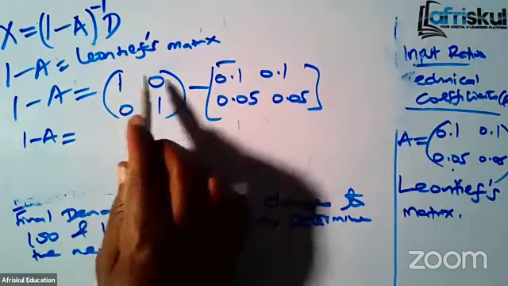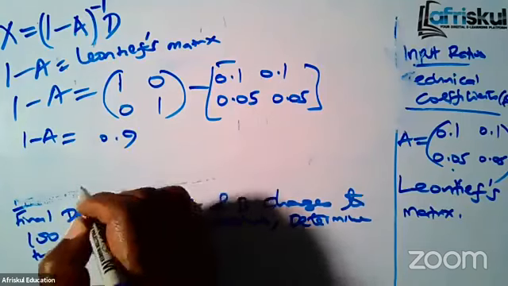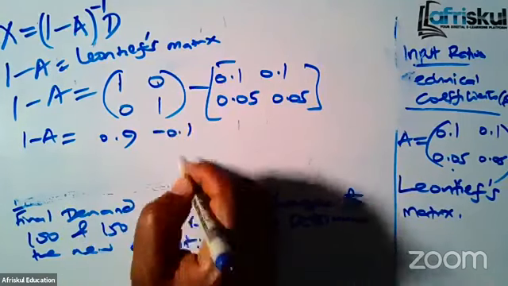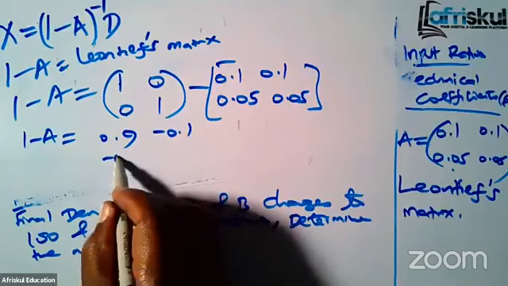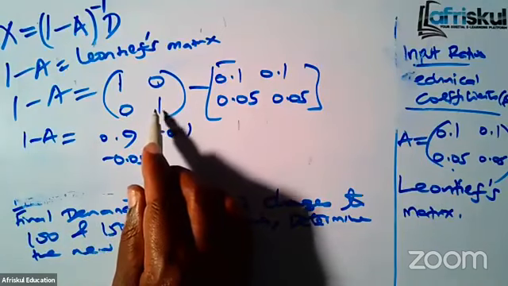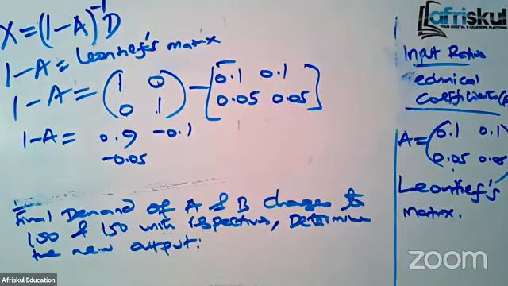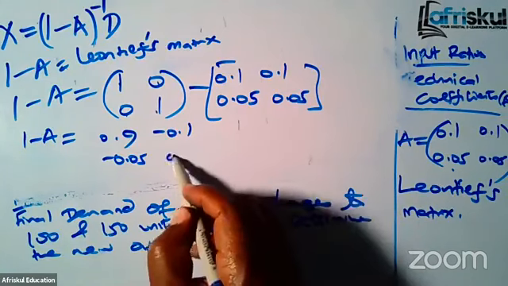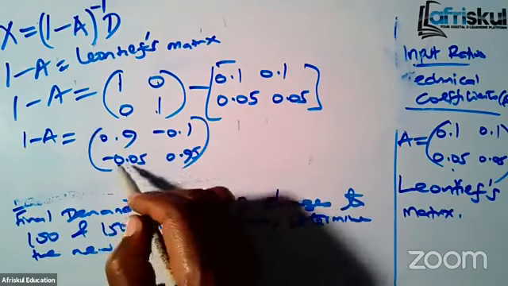So when you subtract, this gives me 0.9, this will give me minus 0.1, this will give me minus 0.05, and this will give me 1 minus 0.05, which is 0.95.